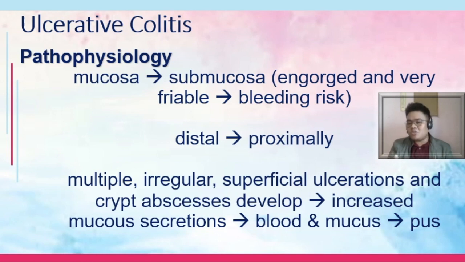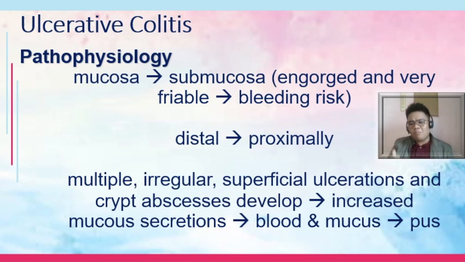They have the tendency to become engorged and very friable. Because of that, there is a risk for bleeding. It usually starts distally. So it may start from the rectum, descending colon, going towards the transverse colon, going towards your ascending colon. So it's from distal to proximal.